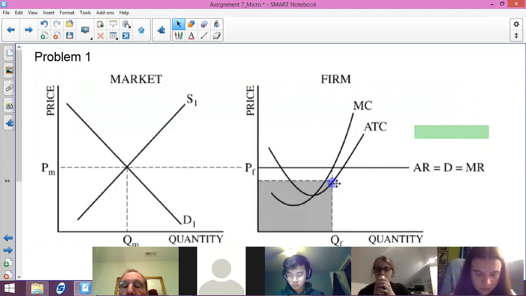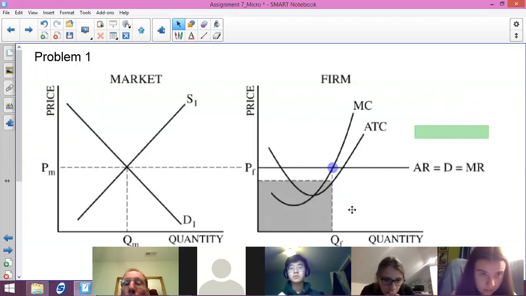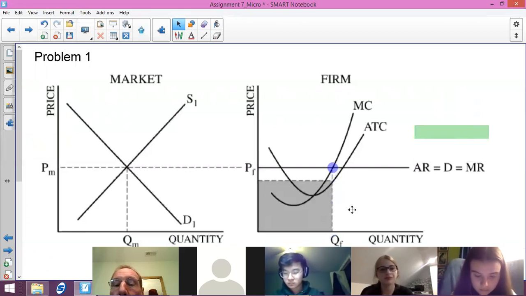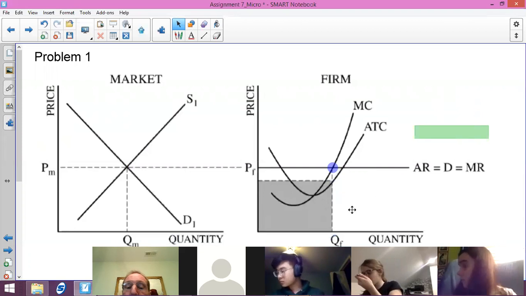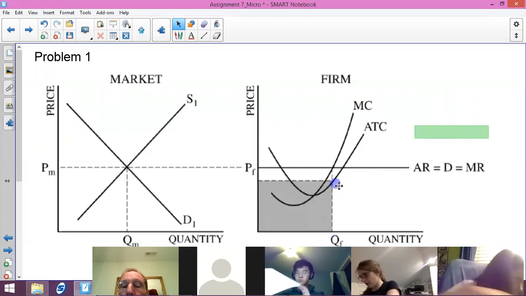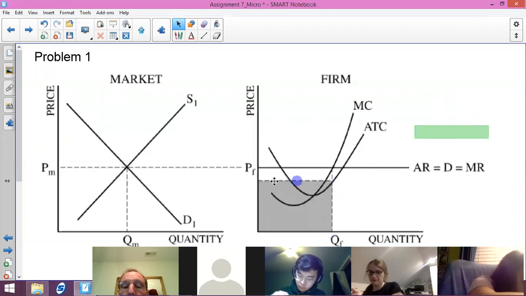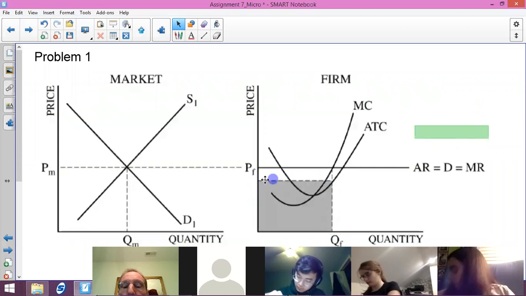So you want to draw a line straight down from the average total cost curve to the quantity, and you know where the quantity is because that's where the marginal cost curve equals price. A firm in a perfectly competitive market is always going to produce where marginal cost equals price, okay? And then you want to draw the line over from here straight over, okay? And then this is going to be your total cost.